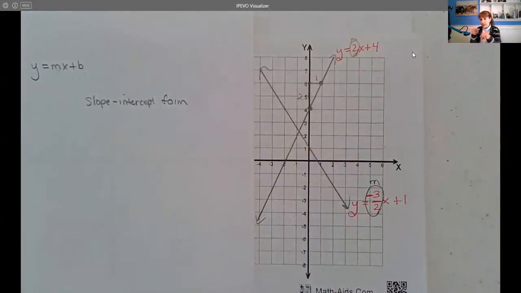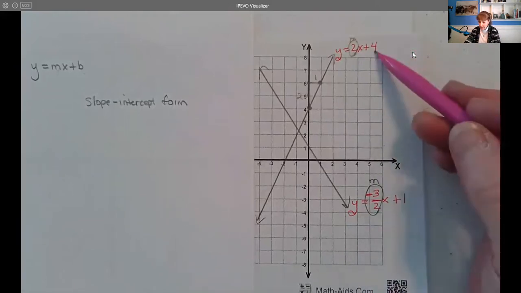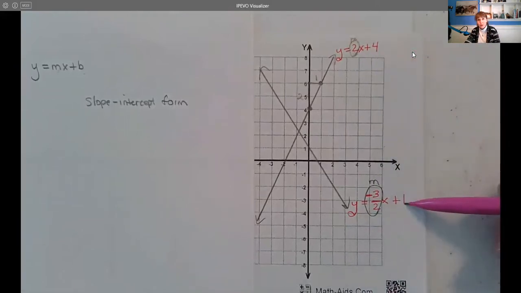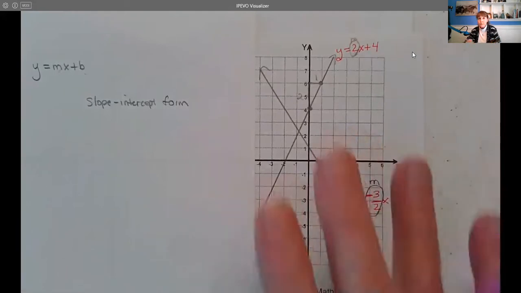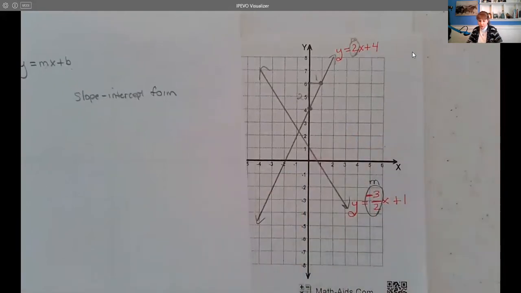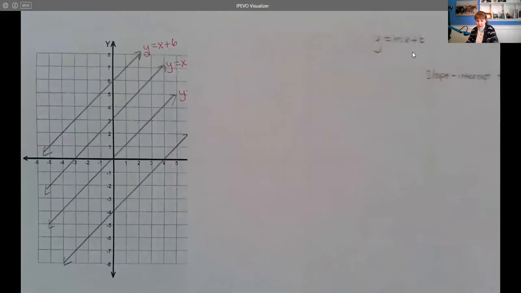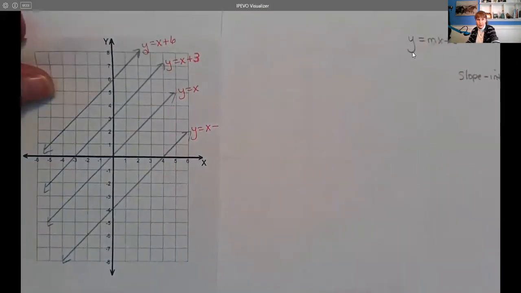Sometimes you have to move things and get the y by itself. It may only take a couple steps, get rid of what's being added, and then get rid of anything that's multiplied to the y. But ultimately, when the y is by itself, the slope is the number in front of the x. Well, we still have one more number here. We have the number 4 and we have the number 1. So let's look at that, but I'm going to come to some other examples to look at that.